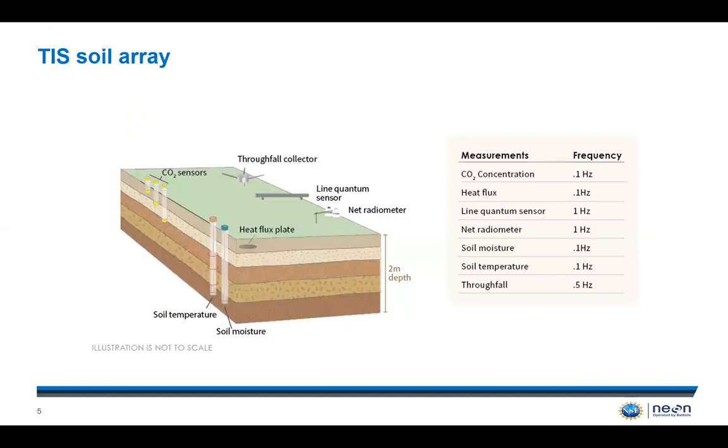This is a diagram of a soil array plot where profiles of soil moisture and soil temperature are measured down to 2 meters. We also are monitoring soil CO2 concentration profiles that allow us to calculate gradient fluxes. In addition, we measure net radiation at the surface, line average photosynthetically active radiation, soil heat flux, and throughfall.